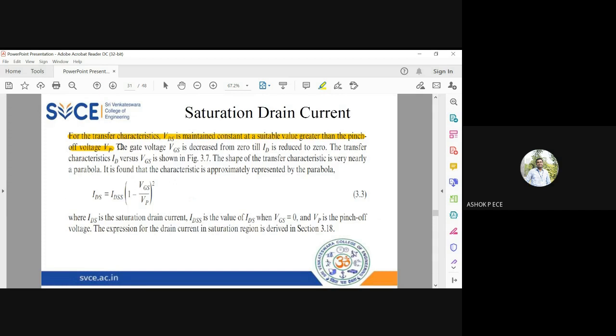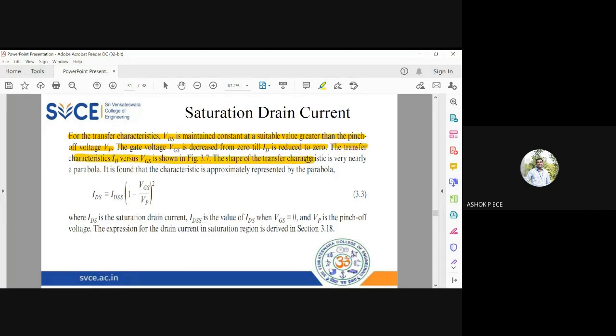If you want to reduce the value of drain current to zero, then you have to increase the gate voltage on the negative side. So VGS is negative. You can increase it in a negative way: -1, -2. If you start increasing, then you can easily find the drain current becoming zero.